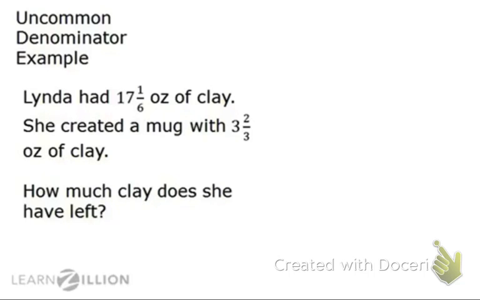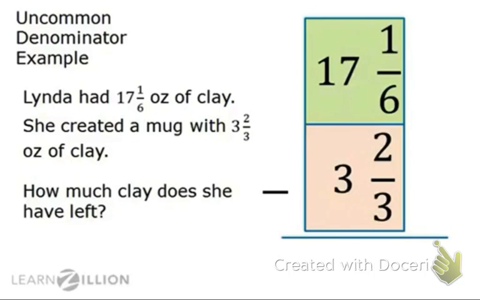We will start by writing the problem vertically. Then we will create common denominators. The least common multiple of 6 and 3 is 6, so we simply need to change the bottom fraction. We will multiply by 2 over 2, which is equal to 1, creating 4/6.